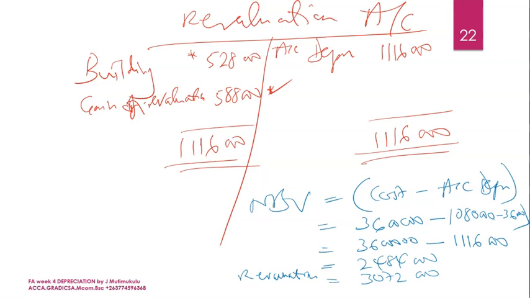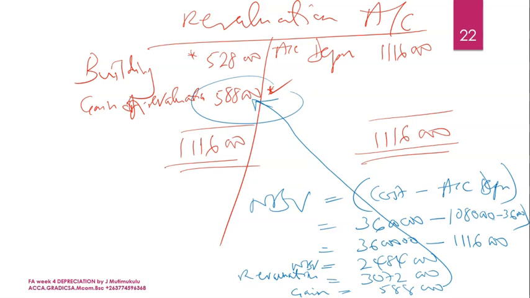So was there any gain? You can see that the revaluation is more than the NBV. The NBV is 2.484 million, but the revaluation is larger, so there was a gain. The gain is the difference of 3.072 minus 2.484, which means 588,000, which is this figure. That was the gain on revaluation. This is the gain that appears in the revaluation reserve or the revaluation surplus in the other comprehensive income section of the statement of comprehensive income. So automatically when you get this figure, you can get this as your balancing figure. Simple, isn't it? Thank you very much.